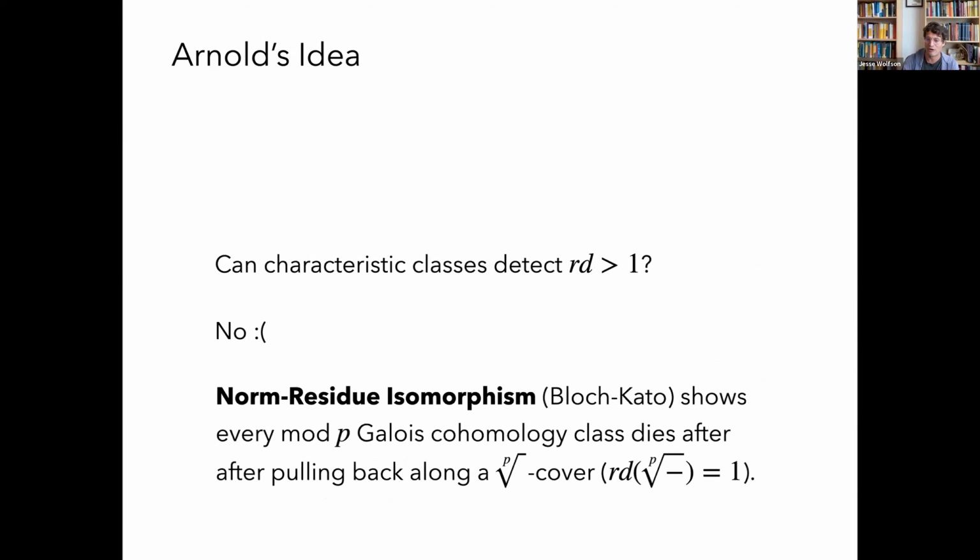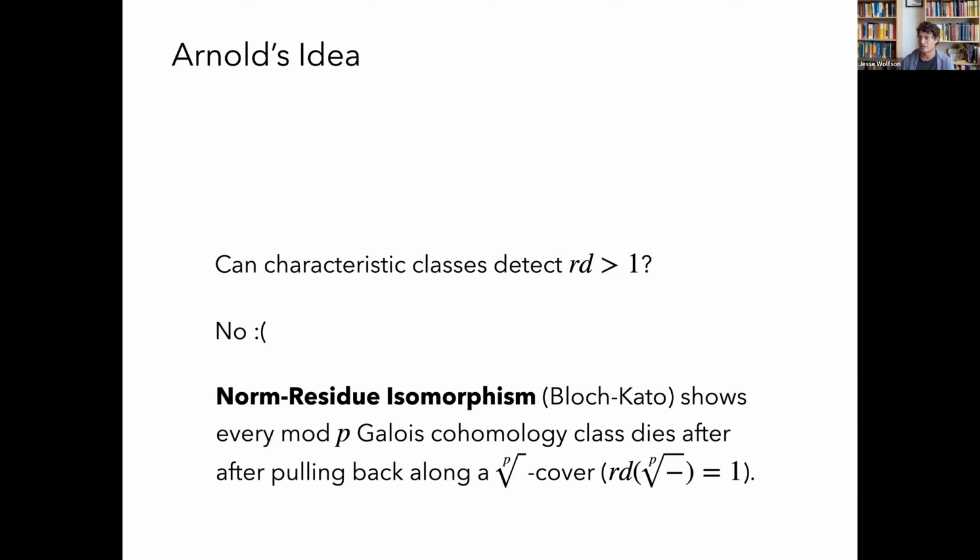And one really powerful explanation for it comes down to the norm residue isomorphism theorem, or this theorem of Bloch-Kato. And you can rephrase that as saying that every mod P Galois cohomology class dies after pulling it back along some p-th root cover, right? Because radicals are one variable functions. That means that these invariants can't detect anything of RD greater than 1.